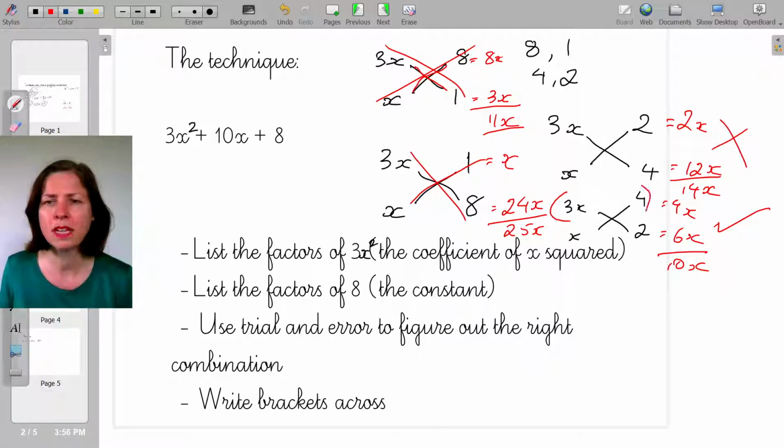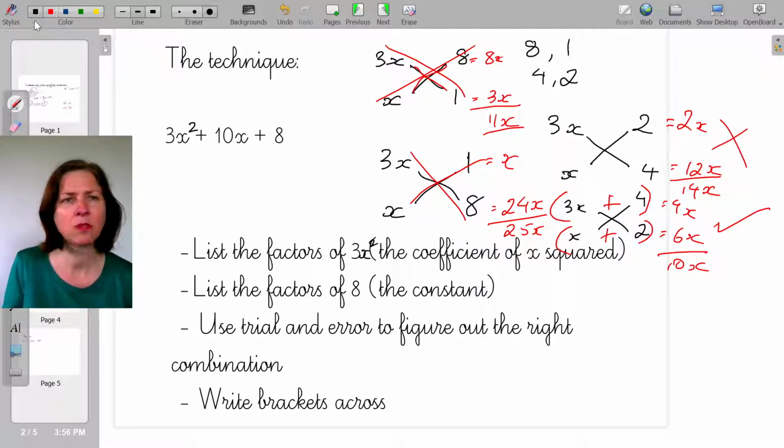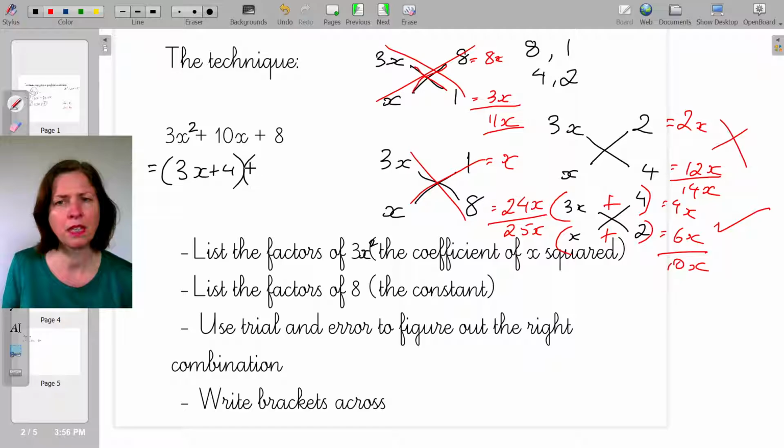So I'm just going to write in my brackets here. And this is positive 4, so that's going to be plus, and this is positive 2, so that's going to be plus. So my answer will simply look like this: (3x + 4) multiplied by (x + 2).